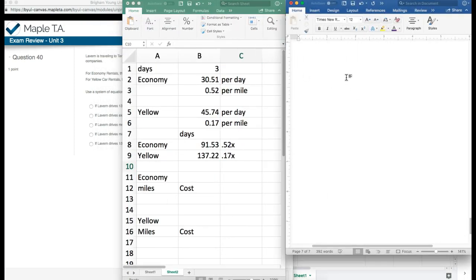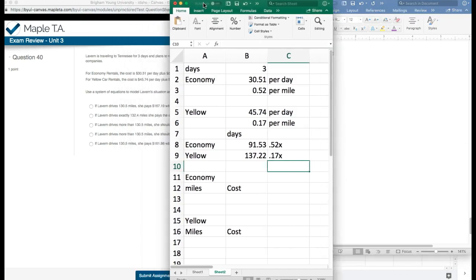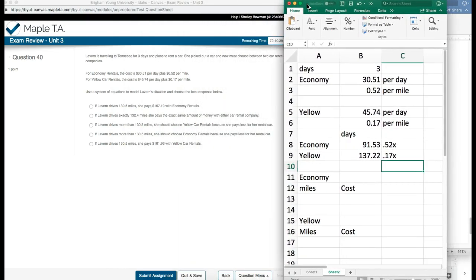Our two equations will be y equals 0.52x plus 91.53, and the other equation, and you'll notice that I moved those around just to make it in slope-intercept form, y equals 0.17x plus 137.22. We can solve this system, and we can work it out a little bit here in Excel. I don't think we actually have to solve these unless we want some extra practice.